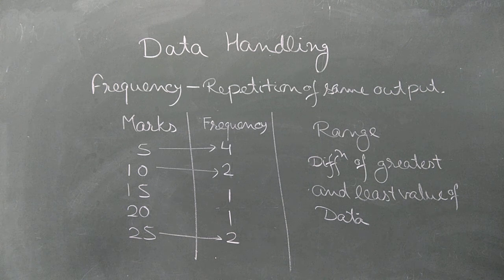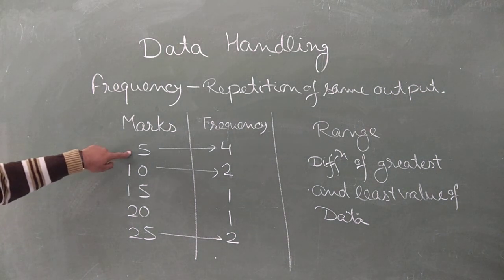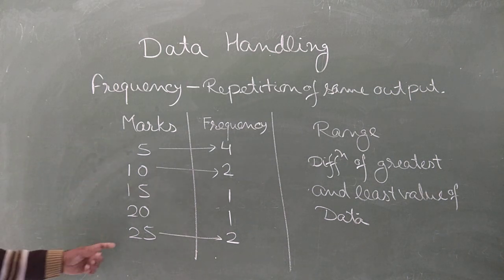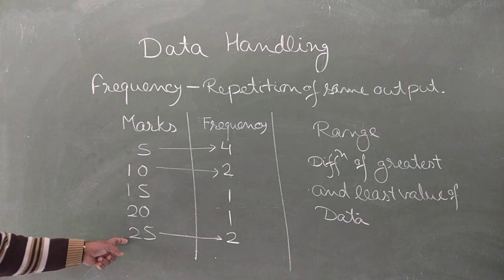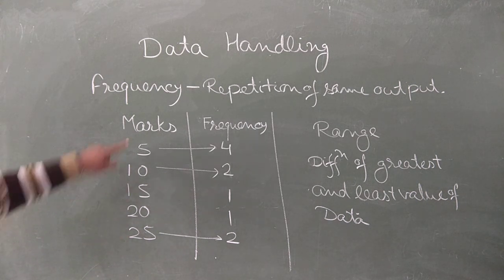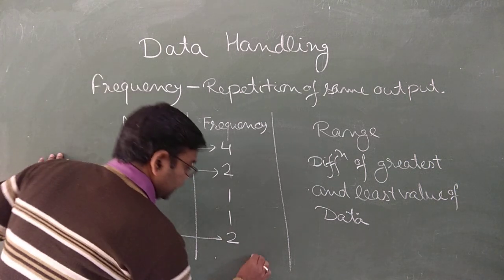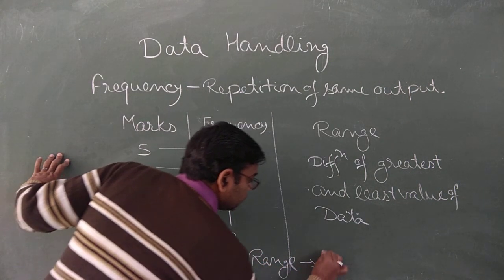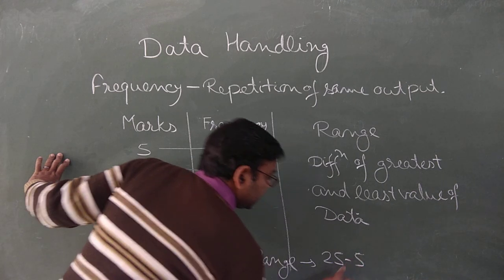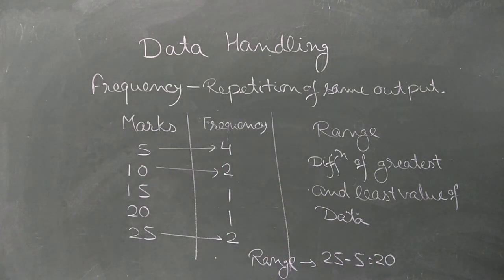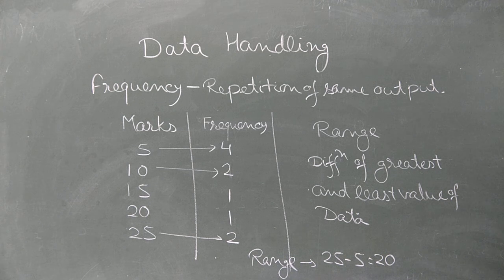See, in this case the least mark obtained by the students is 5 and the greatest mark obtained is 25. So what is the range? Range is 25 minus 5, greatest minus least, it's 20. The range is 20. Hope this is clear to you. Now move to the next topic.